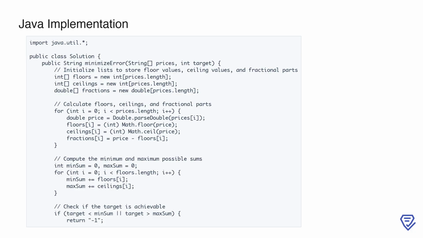Next, we calculate the minimum and maximum possible sums by adding up the floor and ceiling values across all prices, respectively. These sums represent the boundaries of the achievable target. If the target is outside these bounds, meaning it's less than the minimum sum or greater than the maximum sum, we return -1 since it's impossible to meet the target under these constraints.